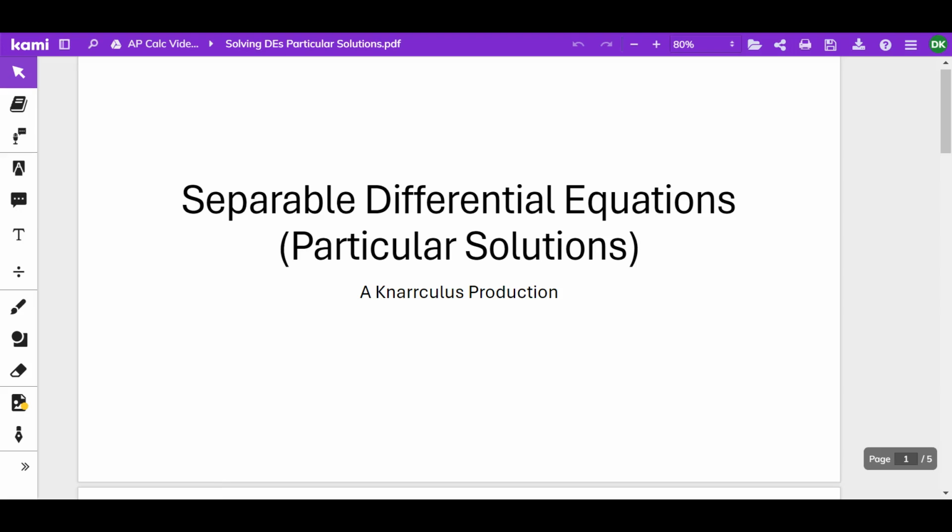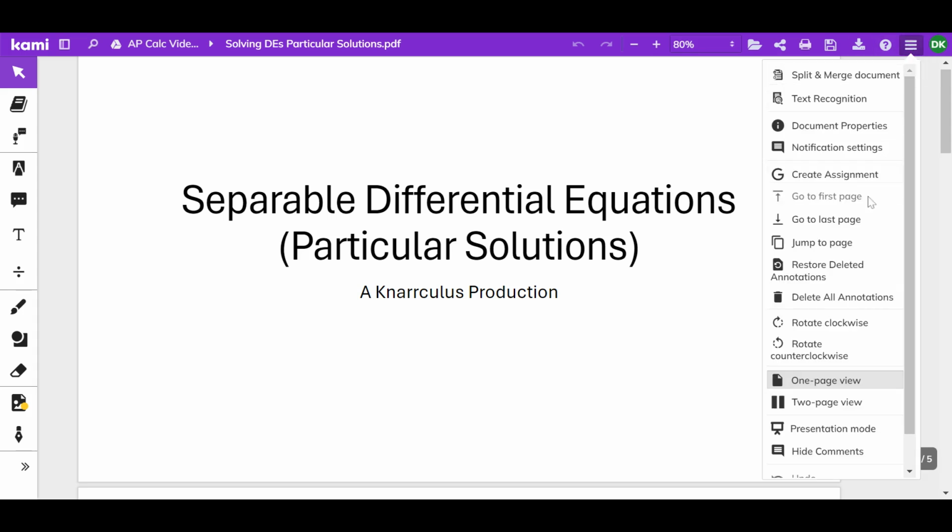Today we're going to be talking about separable differential equations with particular solutions. Okay, so in the last video we talked about general solutions. We left the plus c in it. Now we're going to talk about a solution where you'll be able to find and calculate c so that there won't be c in there anymore. It'll be replaced by an actual constant or an actual numeric value. All right, so let's get started.